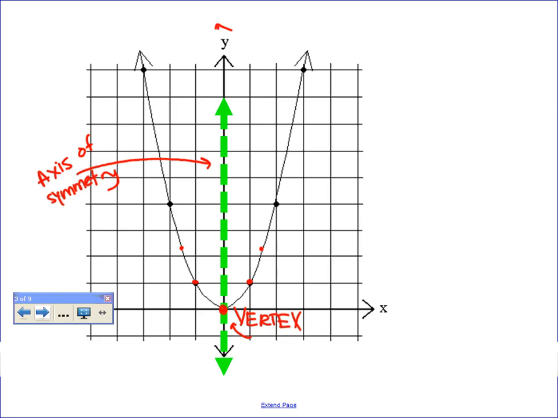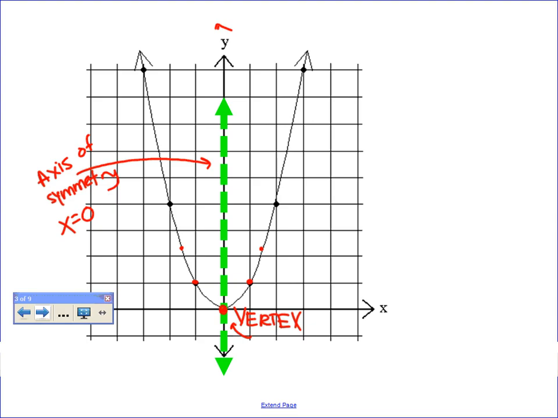Okay, so the axis of symmetry is a vertical line, and it looks like it intersects the x-axis, in this case, where x is equal to 0. So that's actually the equation of my line. My axis of symmetry is x equals 0. That's that line. X equals 0 is that green line that you see right here. And it's passing through my parabola at the vertex.